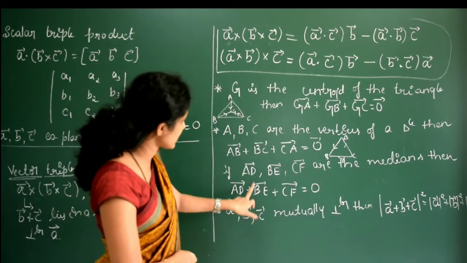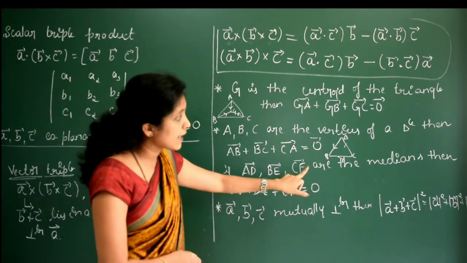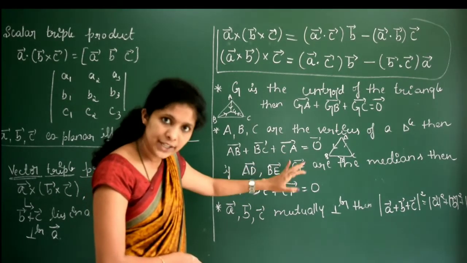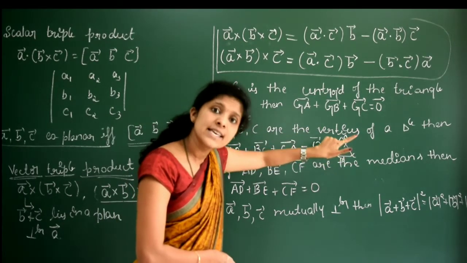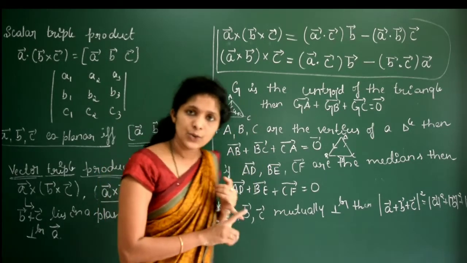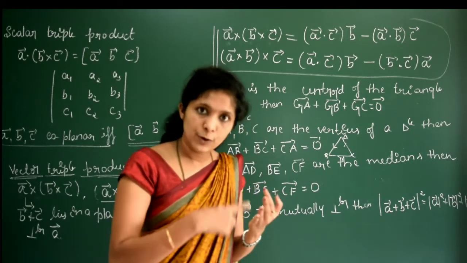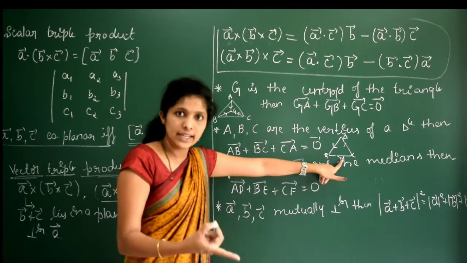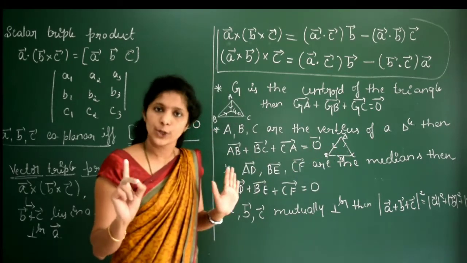And if AD vector, BE vector and CF vector are the medians of the triangle, AD, BE and CF are the medians, then what we can say, AD vector plus BE vector plus CF vector is also equal to 0. Remember, if G is the centroid, then GA plus GB plus GC is equal to 0. Then if you find the medians, AD, BE and CF, the sum is also equal to 0.